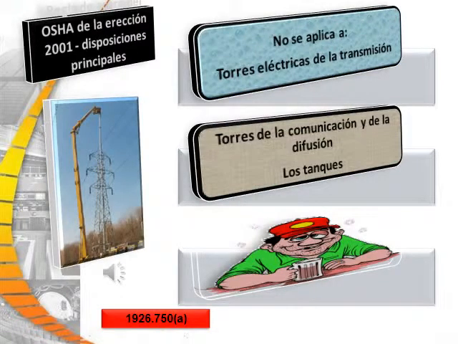The OSHA Steel Erection Rule does not apply to electrical transmission towers, nor communication and broadcast towers, as well as tanks.